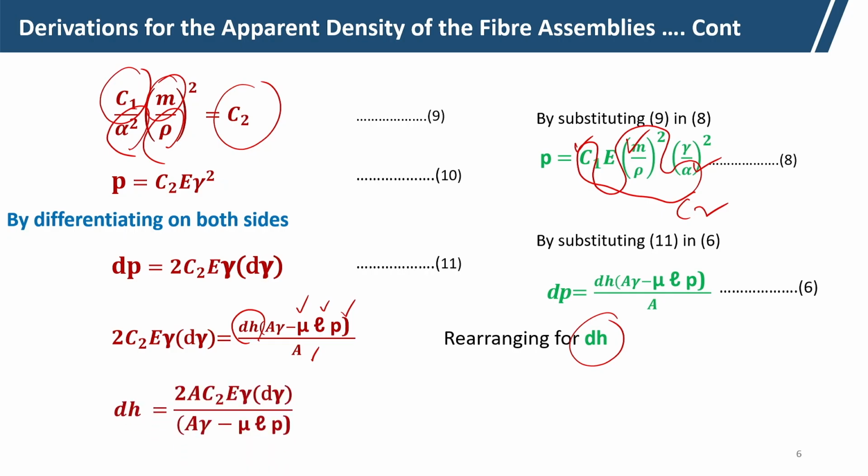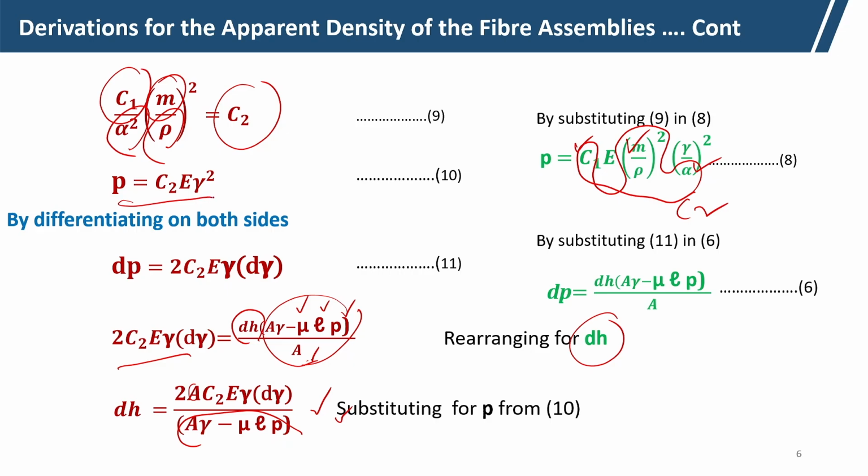So dH becomes this: A C2 E this divided by whole this, and A will come in the numerator. We are just rearranging this to get the value of dH, the height. Now, substituting for P from equation 10. What is equation 10? Equation 10 is P equal to C2 E gamma square. So here we are substituting this P value. Now what do we get? We get this equation.